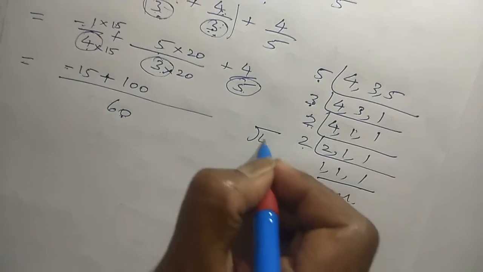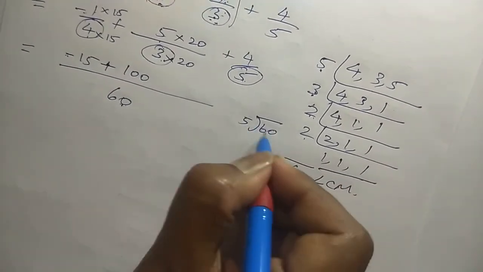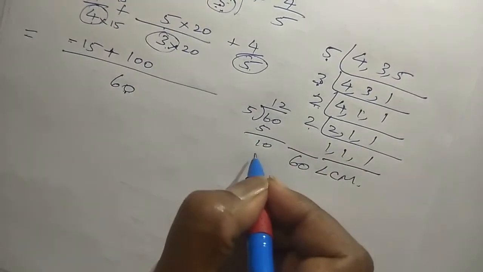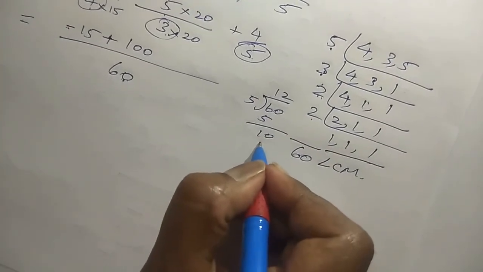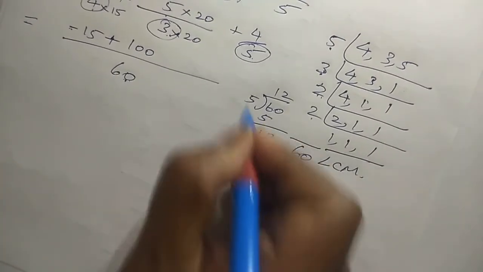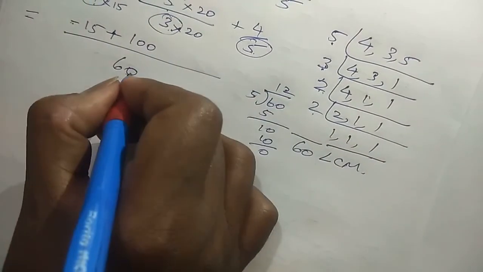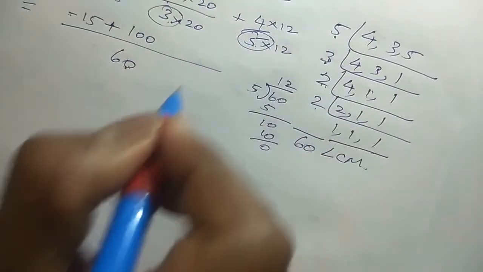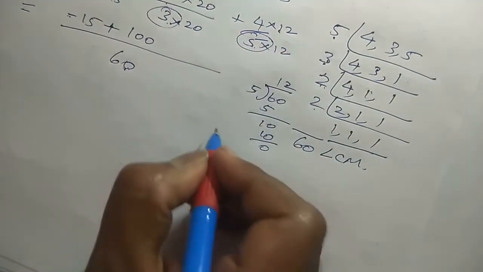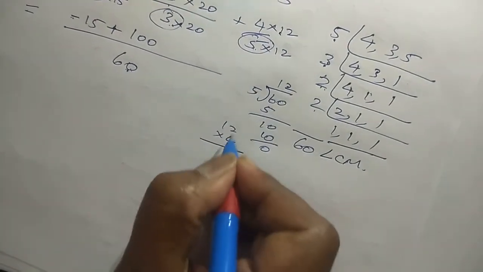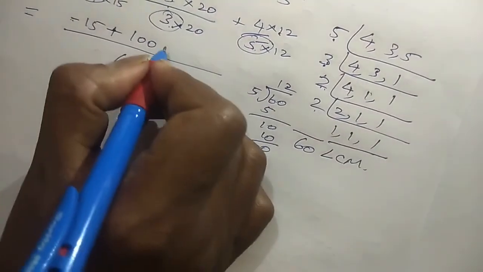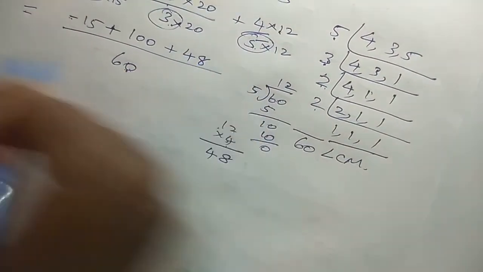When 60 will come in here. So 5 table means 5 ones are 5, here 10, so here it is 2. So 5 12s are 60. So you have to multiply this one as 12. So here also I multiply with this 12 numerator. So 12 into 4: 4 2s are 8, 4 1s are 4, so 48. So the answer will be 48.